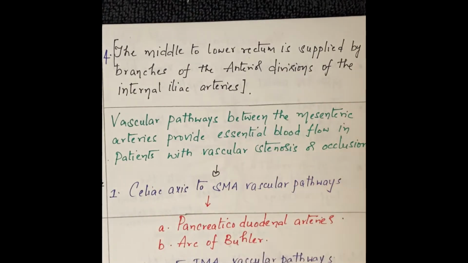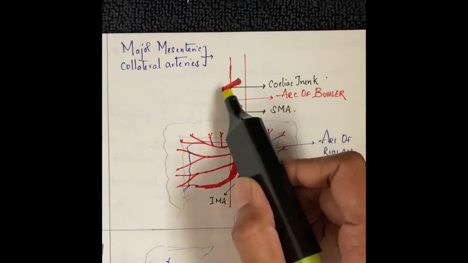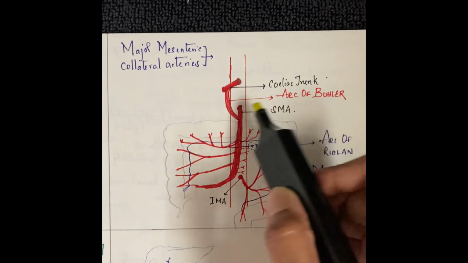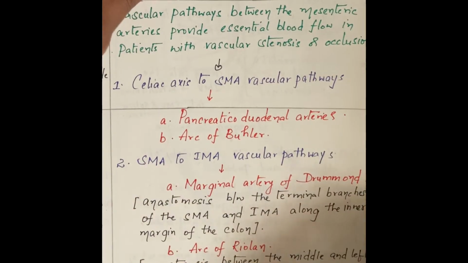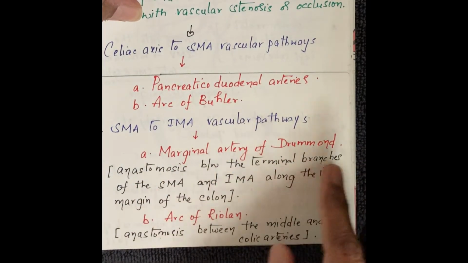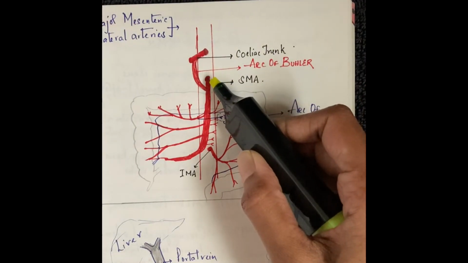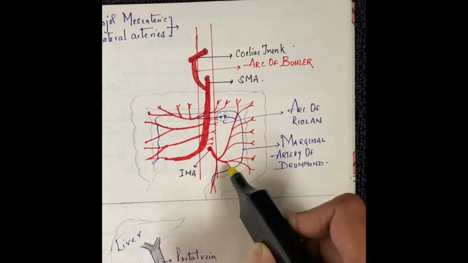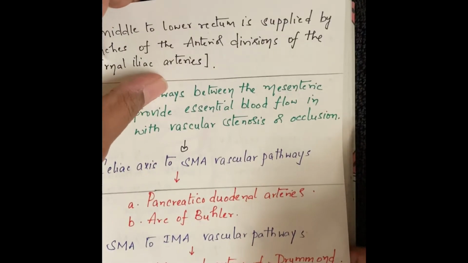One more is the arc of Buhler. This is the celiac trunk, this is the SMA. There is a collateral pathway between them, an anastomosis, called the arc of Buhler. Then between the SMA and IMA, there is the marginal artery of Drummond. There is anastomosis between the terminal branches of the SMA and IMA along the inner margin of the colon. These are the terminal branches of the SMA, these are the terminal branches of the IMA. This anastomosis is the marginal artery of Drummond.